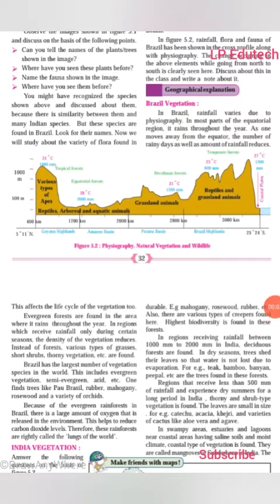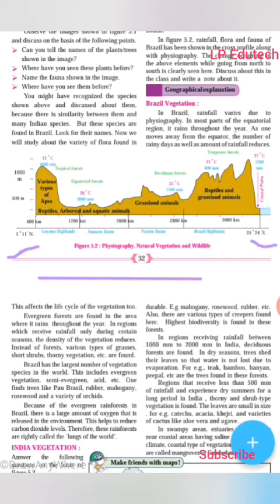Okay friends, just have a look at figure number 5.2, physiography, natural vegetation and wildlife of Brazil. Here one chart is given. Now look at this figure. By looking at it, we can understand. The latitudinal extent of Brazil is 5 degrees 11 minutes north to 25 degrees 24 minutes south. So this is the extent that is given.